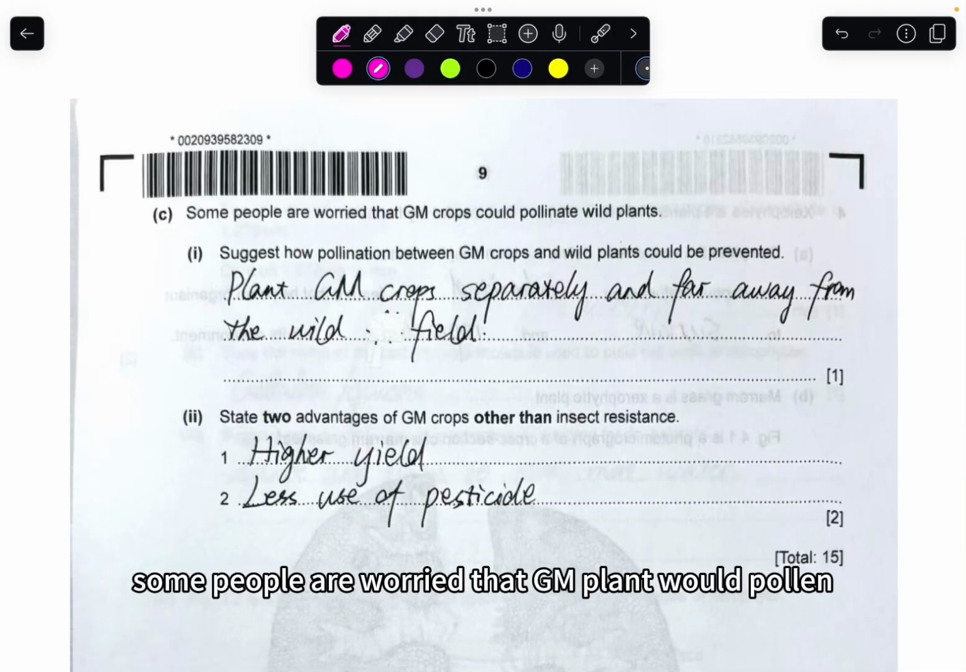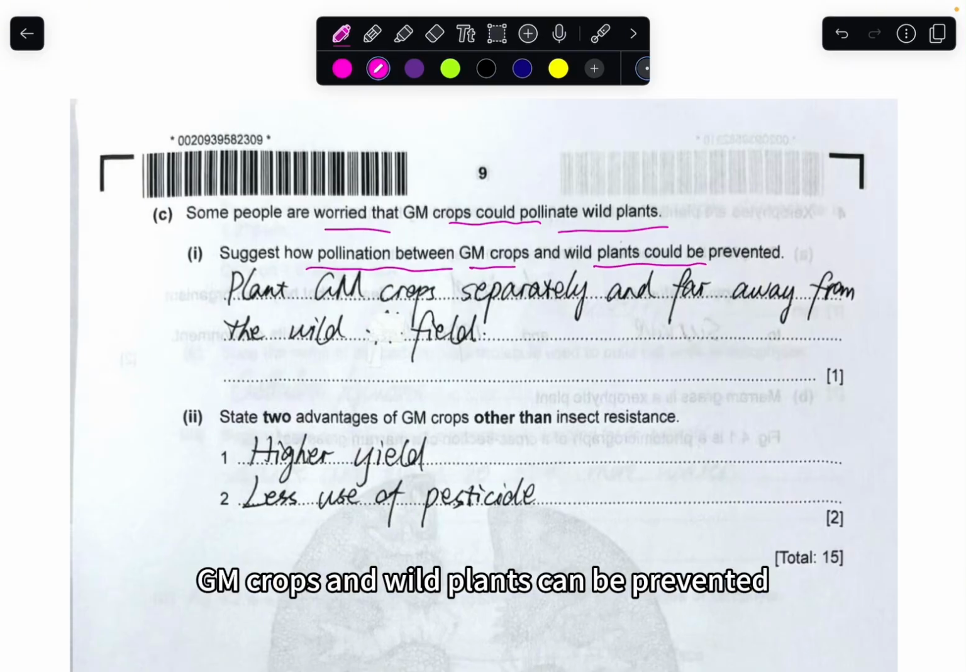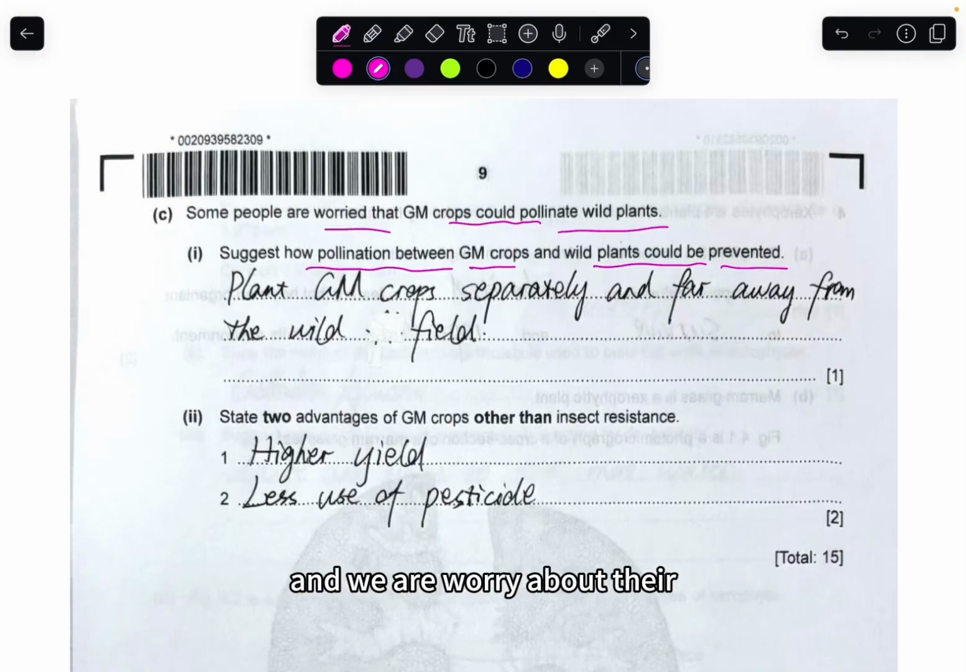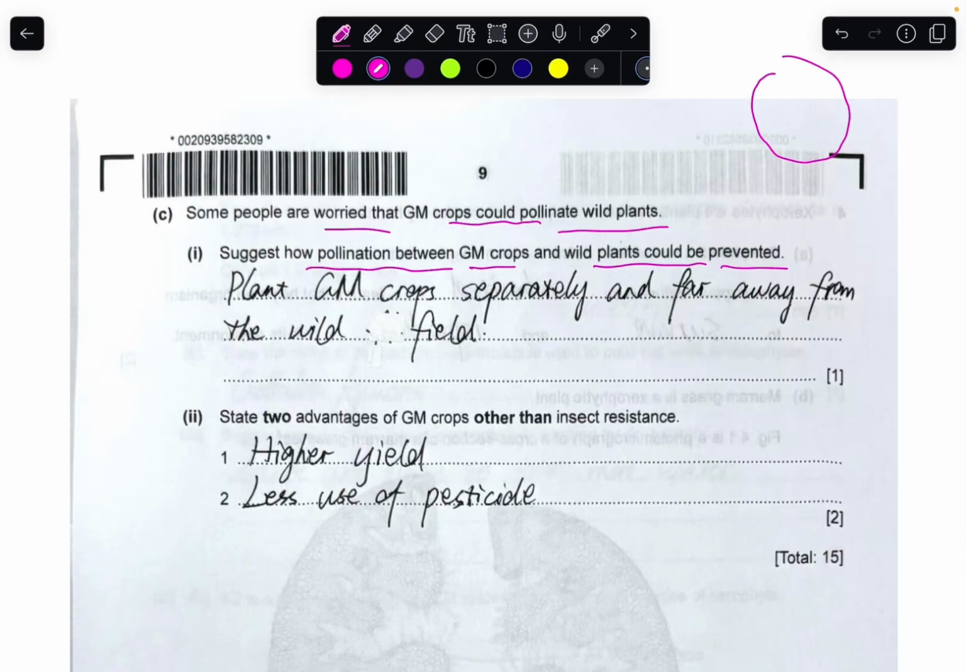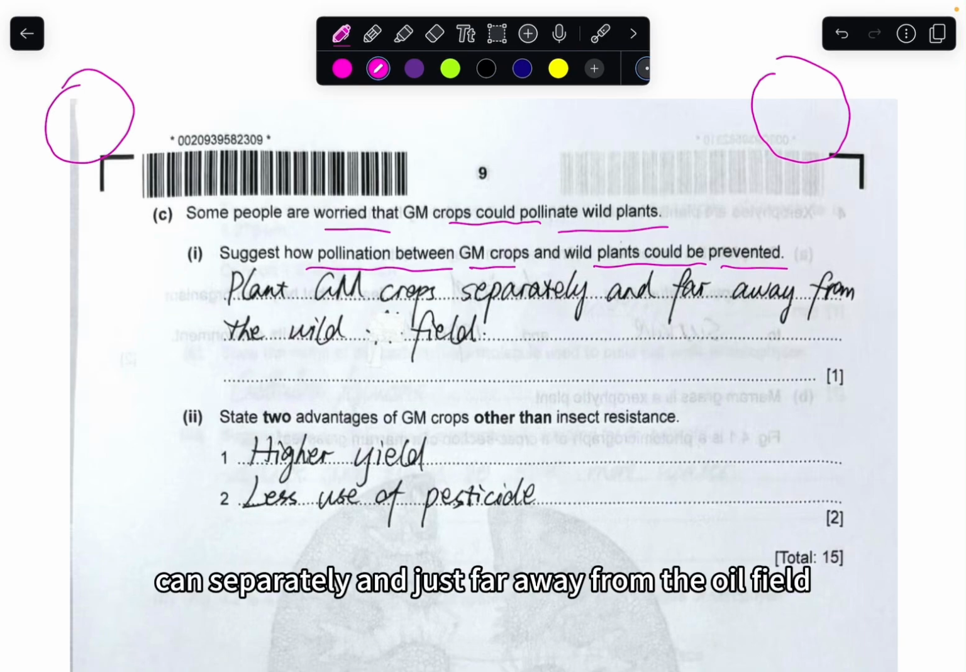The next question is, some people are worried that GM plants could pollinate wild plants. So how can pollination between GM crops and wild plants be prevented? If we are worried that two different crops could pollinate the other species, the simple way is we can plant them far away, so their pollen cannot mix, and because the distance is big, the plants are separate and far away from the wild field.